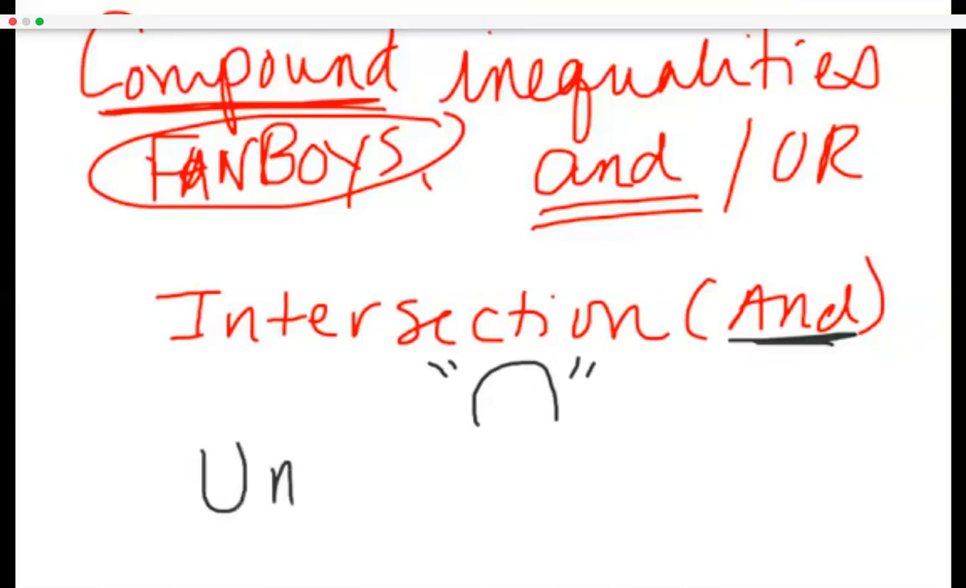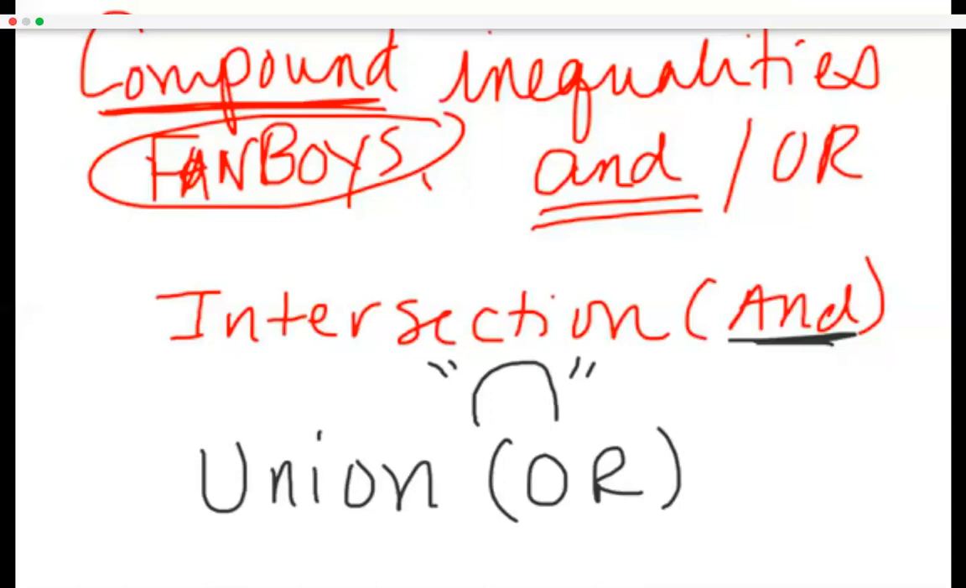The intersection. Next, we have the union. This is the second one. The union, we use the word or to reference it. And the symbol we use for that is actually the U. See, I like that one because we're actually using that U symbol. And so we're going to go ahead and talk about these two compound inequalities.